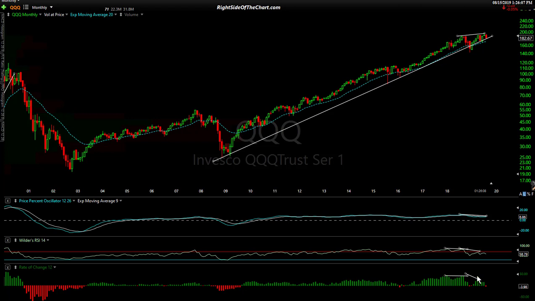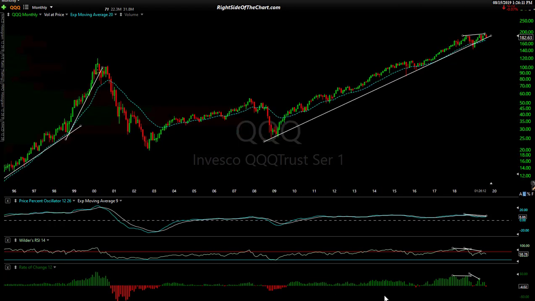One more thing before I go to SPY. Yeah, the rate of change 12 does a very good job also. Like I say, there's not any perfect indicators out there. If there were, this would be so easy. We'd just use them, sit back, and everybody would be rich, right? But it does a pretty good job.